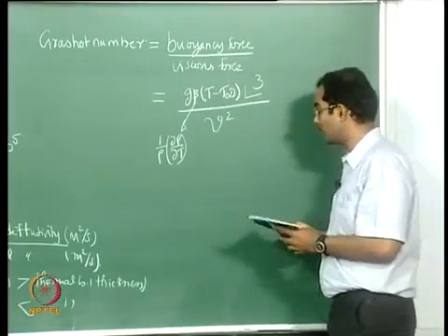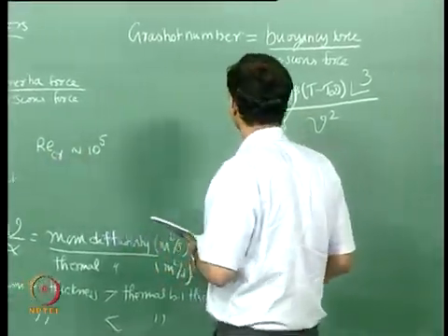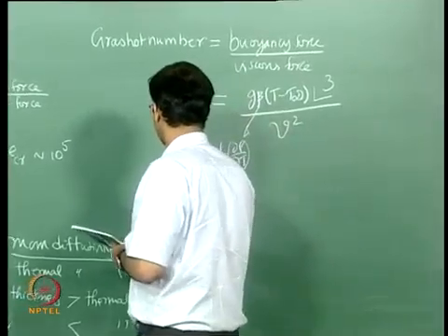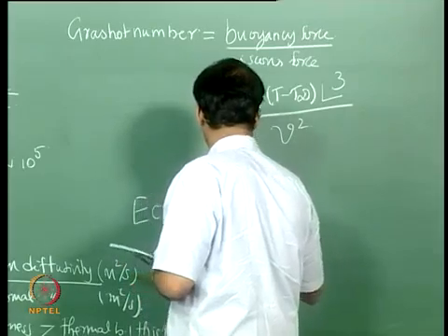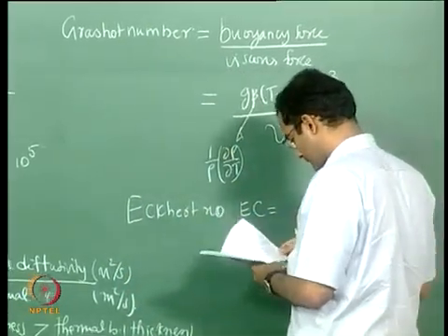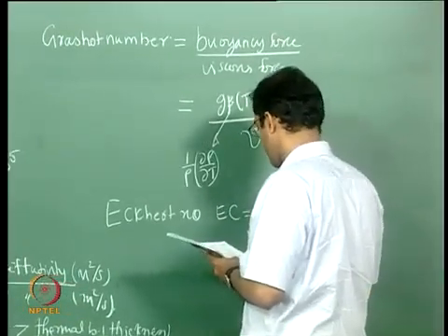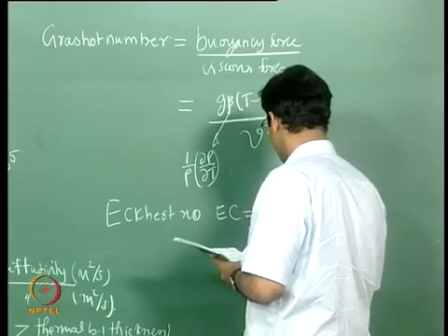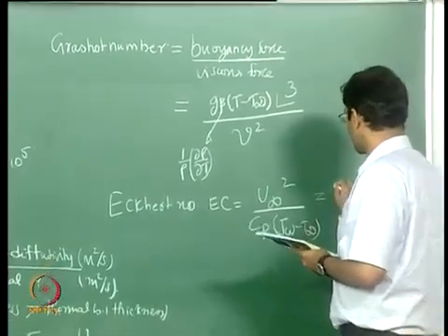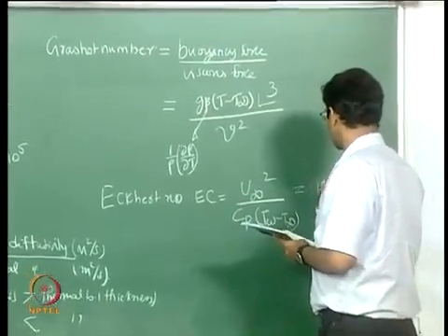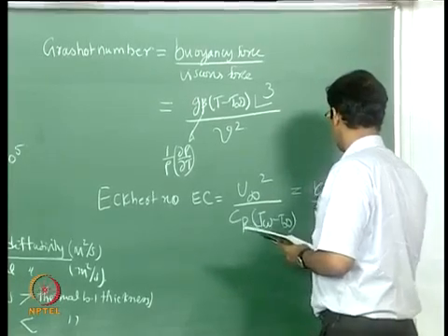So now we will move on to the other non-dimensional numbers, the last one appearing in that particular non-dimensional form, which is your Eckert number. This is defined as the ratio of the kinetic energy of the fluid. The exact expression is u infinity squared by Cp into (T wall minus T infinity). So the numerator is the kinetic energy of the fluid and the denominator is your thermal energy.